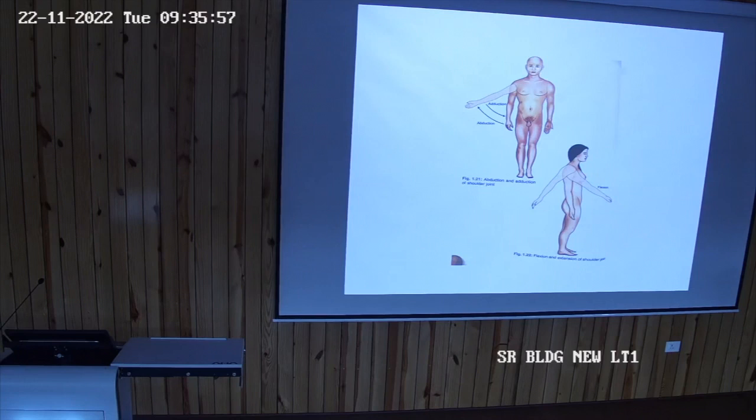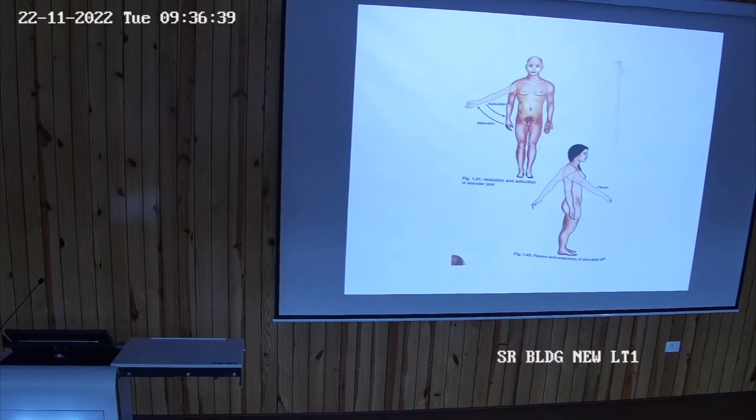Now see the diagram. In this position, the upper limb is away from the midline. This is called abduction. If from this position I bring the limb close to the body, that is adduction. So try to understand. Abduction means away from the midline. Adduction means close to the midline.